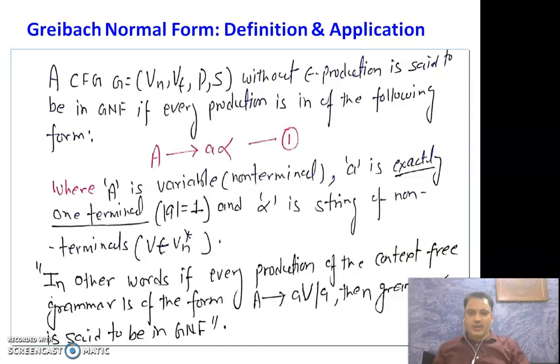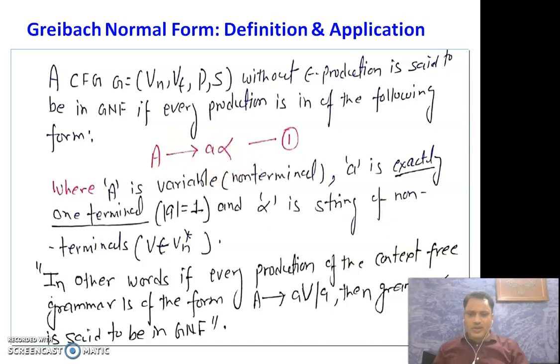We can define the Greibach normal form. In short, we can call it GNF also. Every context-free grammar without empty production is said to be in GNF if every production is in the following form. You can clearly see production number 1: a non-terminal derives a terminal followed by a string of non-terminals. Here small a is a terminal, and its length is 1 only. Alpha is a string of non-terminals.